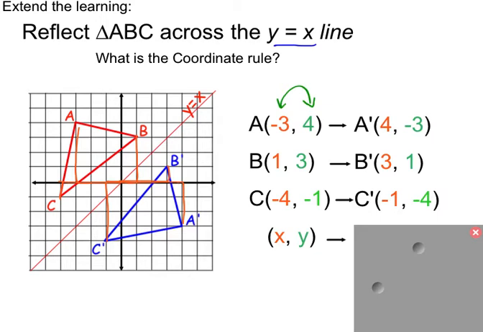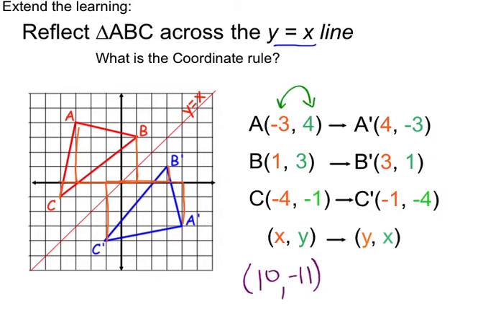1, 3 becomes 3, 1, and 4, negative 1 becomes 1, negative 4. They do just switch places. That actually gives us an interesting coordinate rule. (x, y) becomes (y, x). They just switch places. So no matter what my point was, if I was going to reflect it across the line y equals x, I would just take the 2 coordinates and switch them.